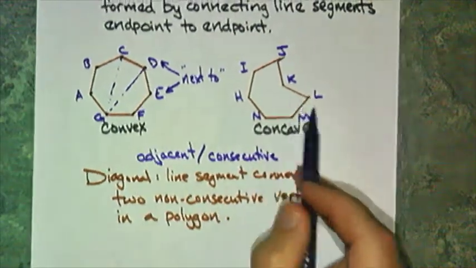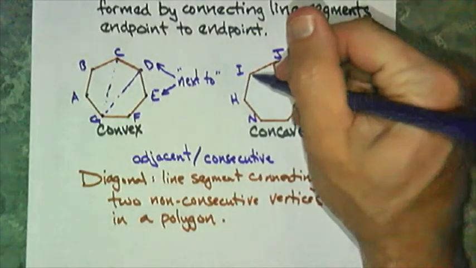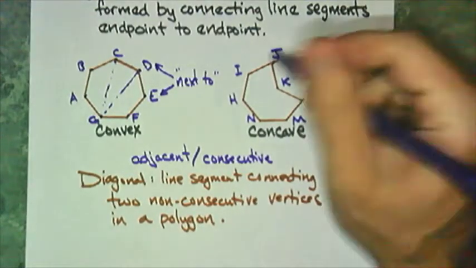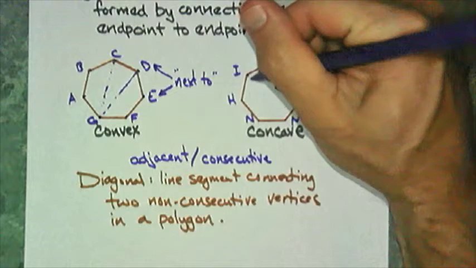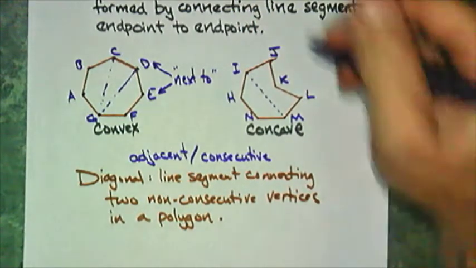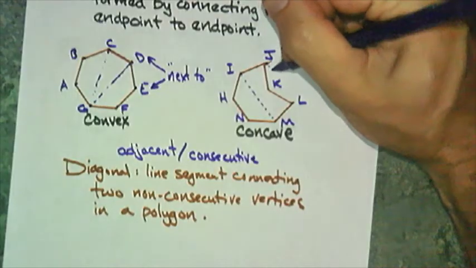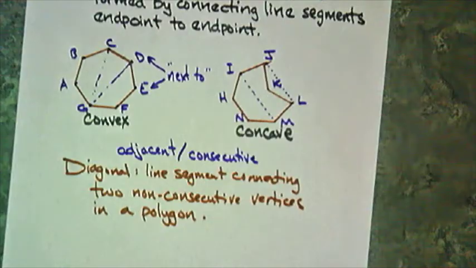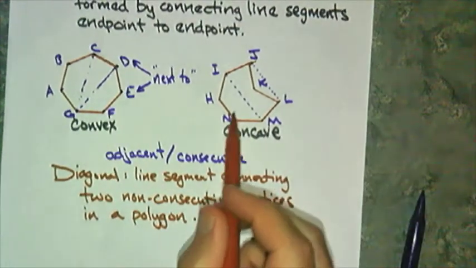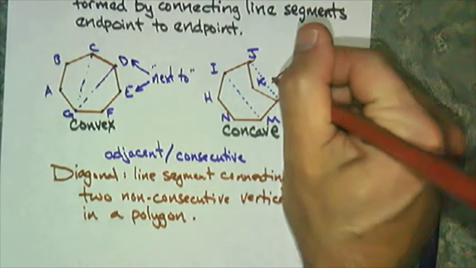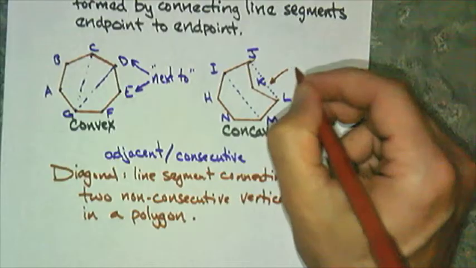Now, if I move to the concave, I still have consecutive vertices, which make sides. I can make a diagonal by going across. Now, notice something here. I have a special diagonal that goes from J to L. That's a diagonal. That diagonal steps outside of the polygon. It's on the exterior.